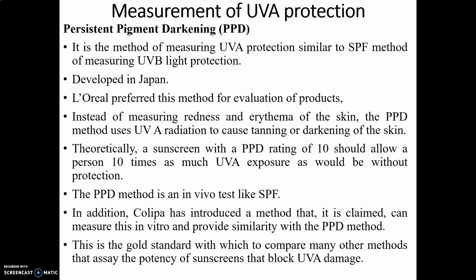So persistent pigment darkening. It is the method of measuring UVA protection similar to the SPF method, but in SPF we check the redness, while in this method, instead of redness, we generally evaluate the tanning. So this test was developed in Japan. L'Oreal generally preferred this method for the evaluation of the product. So instead of measuring redness and the erythema of the skin, the PPD method mainly uses the UVA radiation to cause a tanning or the darkening of the skin.